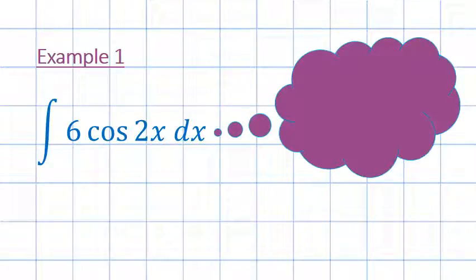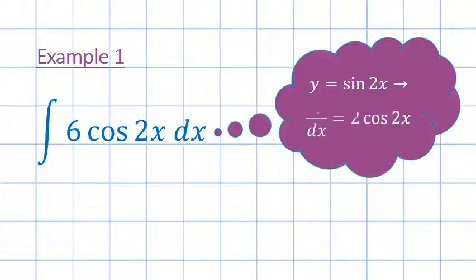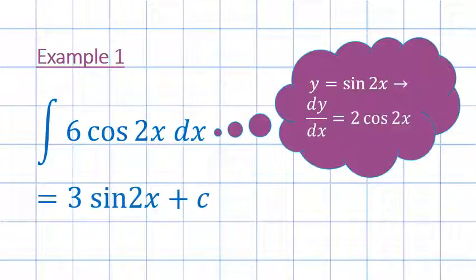Okay, so example 1. Let's say we're going to integrate 6 cos 2x dx. Have a think about what differentiates to make cos, and obviously it's sine. So we'll try and start with sine of 2x. Let's differentiate that and see what we get, and then see what we need to adapt to make it the answer. So dy by dx will be 2 cos 2x according to the chain rule. Well, I need 6 cos 2x, so I must have needed 3 sin 2x plus c to start off with.